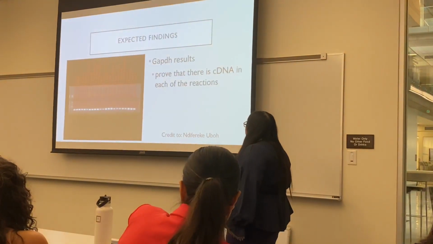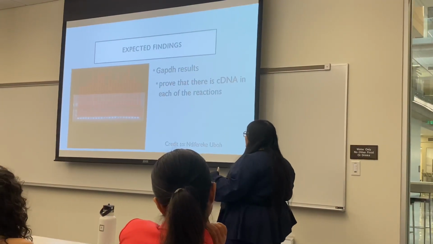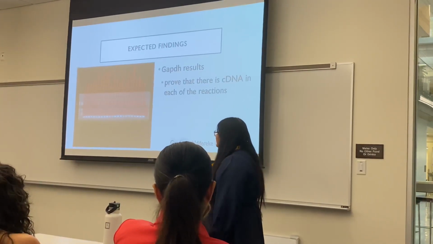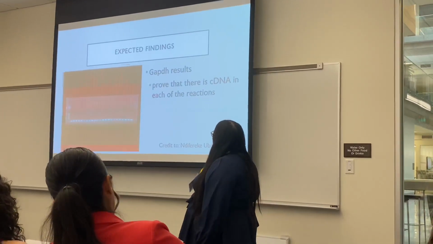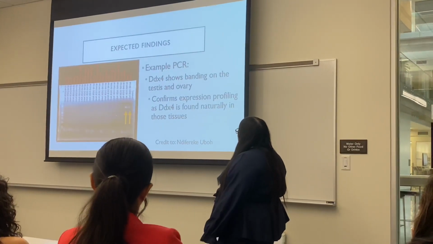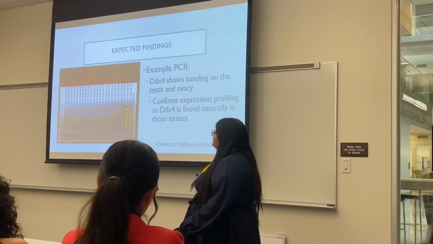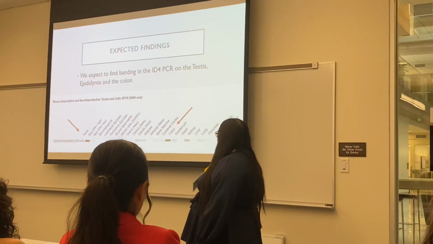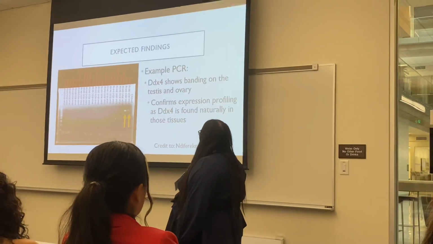This is another piece of a project that I've worked on with DDX4. This is an example of what our PCR could look like. This is just the GAPDH results, which just show that we do have the complementary DNA. This is also credited to Indy Ubo, who is a post-bac here at the lab that I've been working with. This DDX4 shows banding in the testes and ovary, which does confirm expression profiling, as we know that DDX4 is only found in the testes and ovaries. Like I said right here, we do expect banding to be in the testes, the epididymis, and colon. However, that is a work in progress as we develop these mice and they grow up into adults.